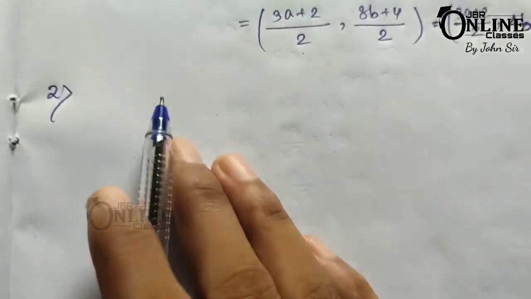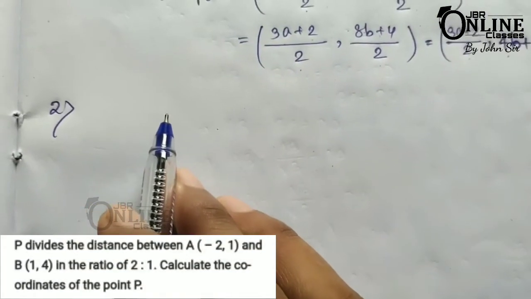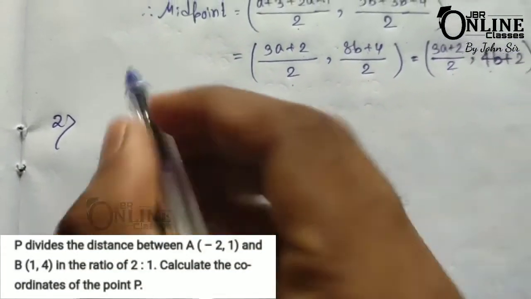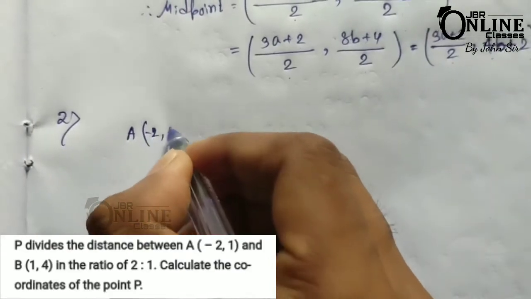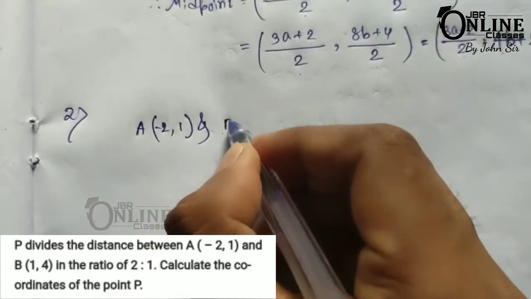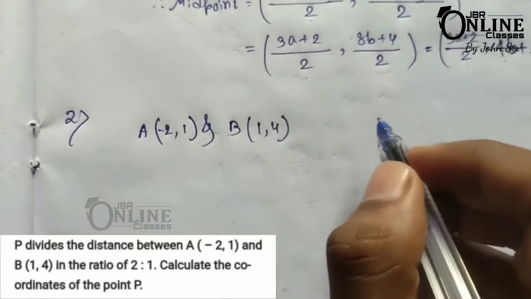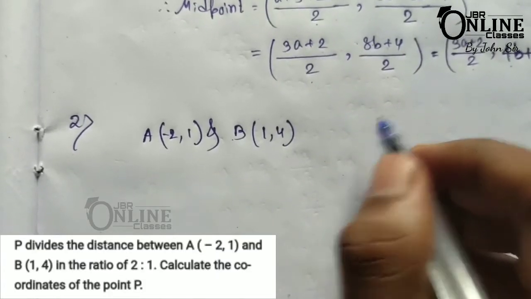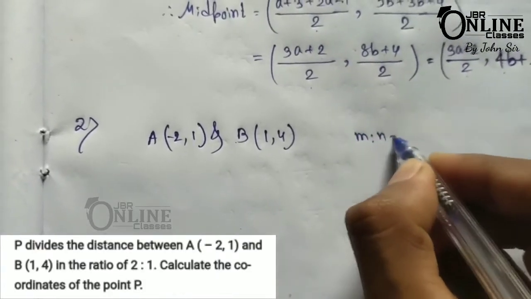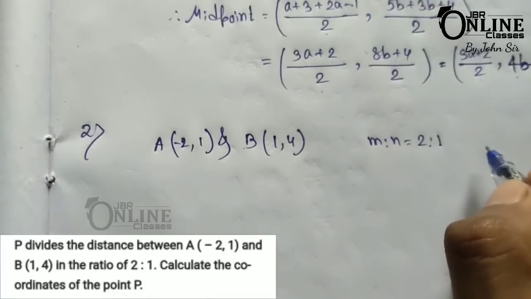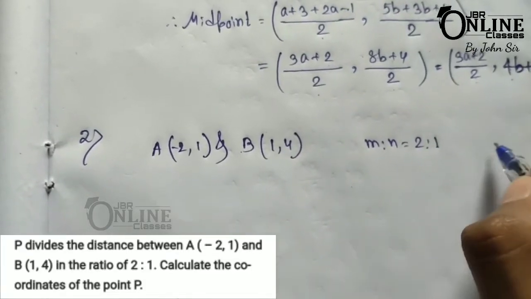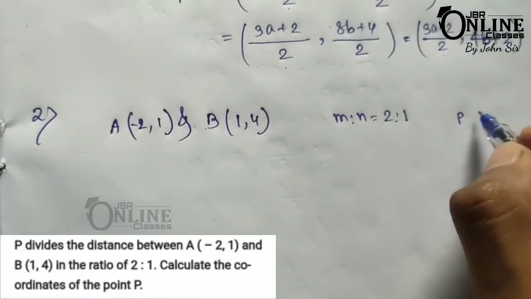Now here is sum number 2. In sum number 2, P divides the distance between A (-2, 1) and the next point B (1, -4). P divides the distance between A and B in the ratio m is to n, here 2 is to 1. In the ratio 2 is to 1, calculate the coordinates of that point P. That means you have to find the coordinates of that point.